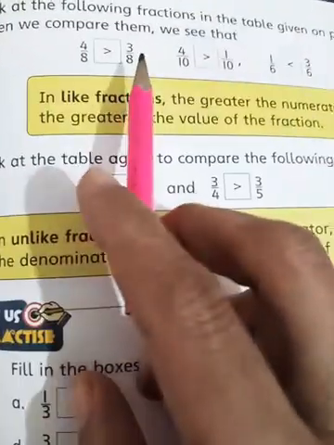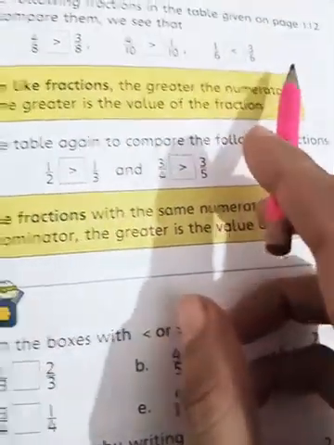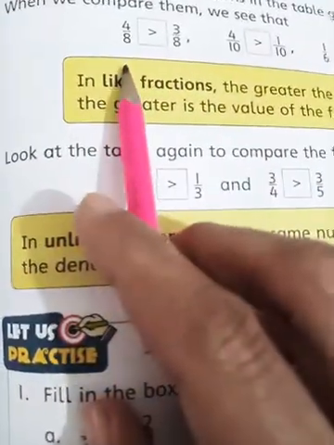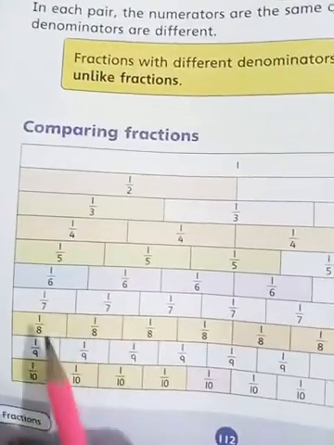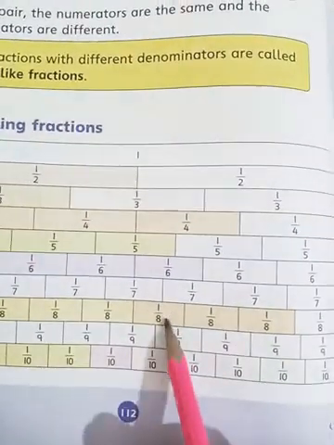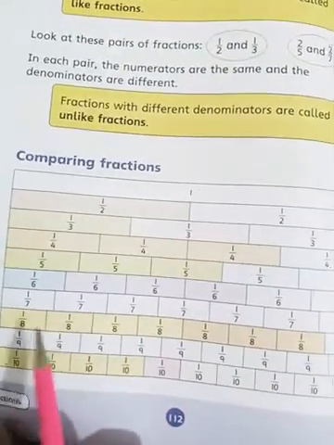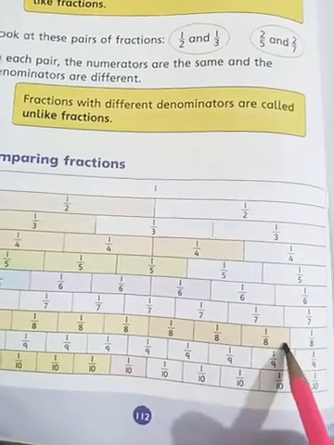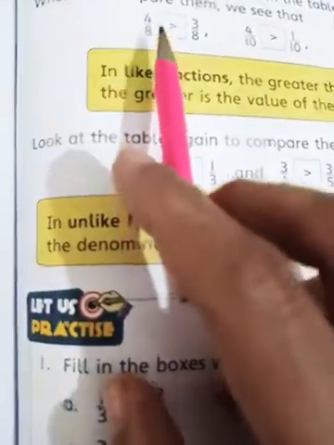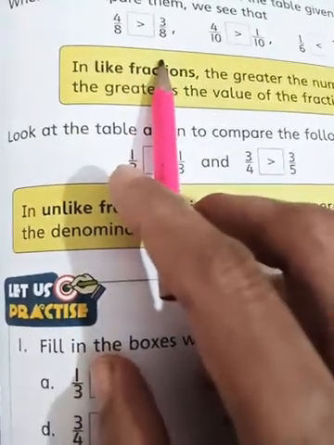Look at the following fractions in the table given on page 112. When we compare them, we see that. Now see 4 upon 8 and 3 upon 8. Come here. 4 upon 8, 1, 2, 3, 4. 4 upon 8 and 3 upon 8. Now, which one is greater? 4 upon 8 or 3 upon 8? Yes, 4 upon 8 is greater. So here they have written 4 upon 8 is greater than 3 upon 8.